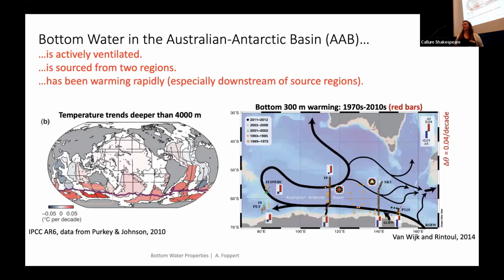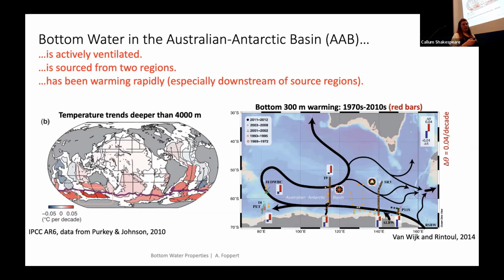We also know from repeat hydrography that the Antarctic bottom water there has been warming rapidly. And so this is a map from Purkey and Johnson in 2010 that shows strong warming, especially around Antarctica, and actually the strongest warming in that Australian Antarctic Basin.